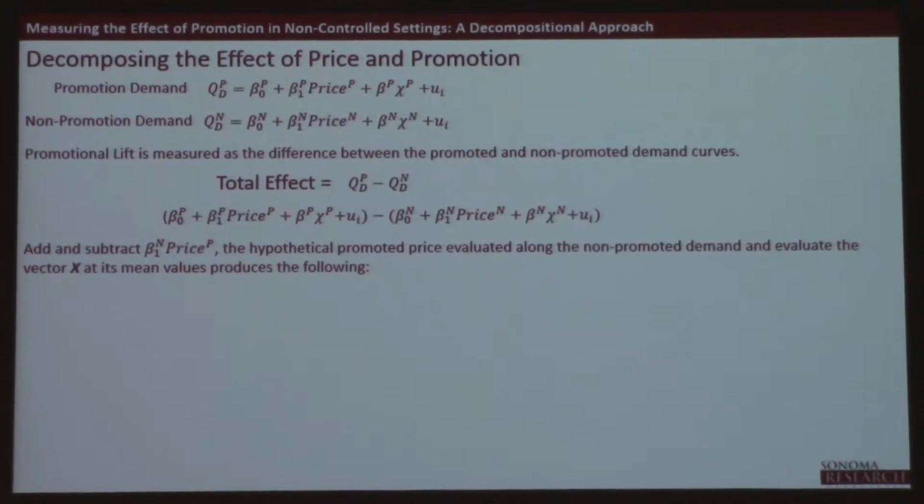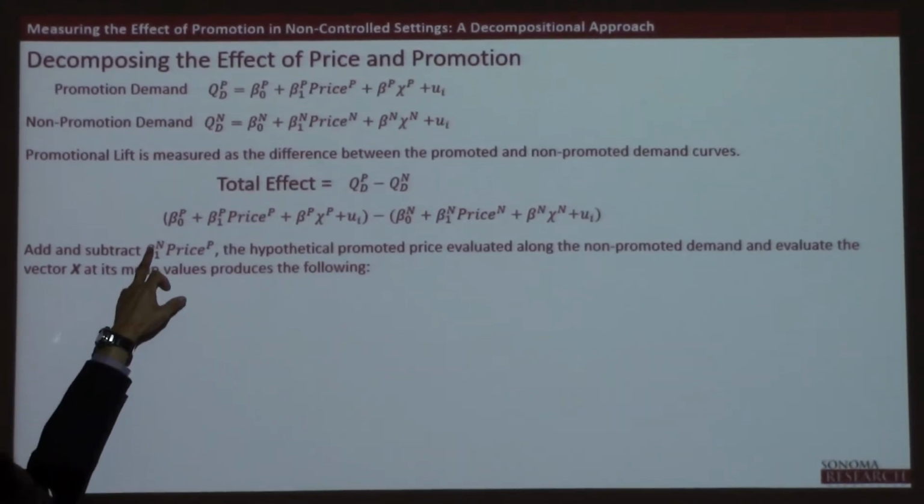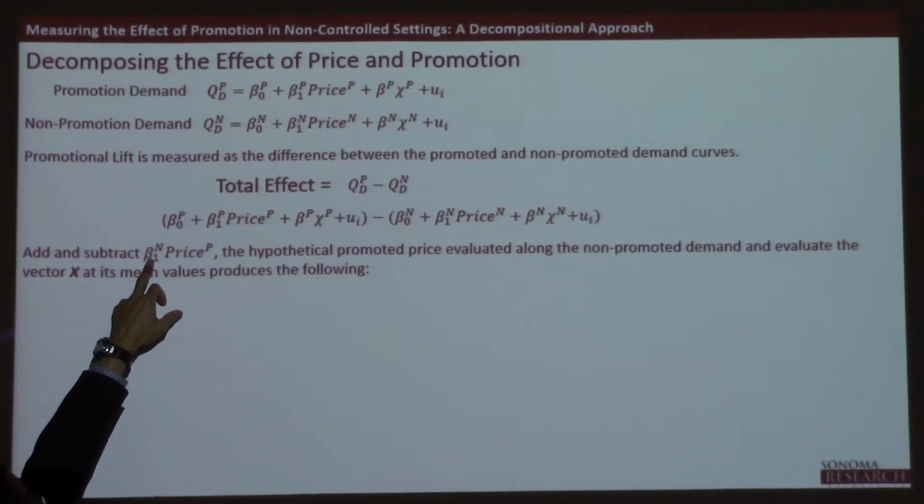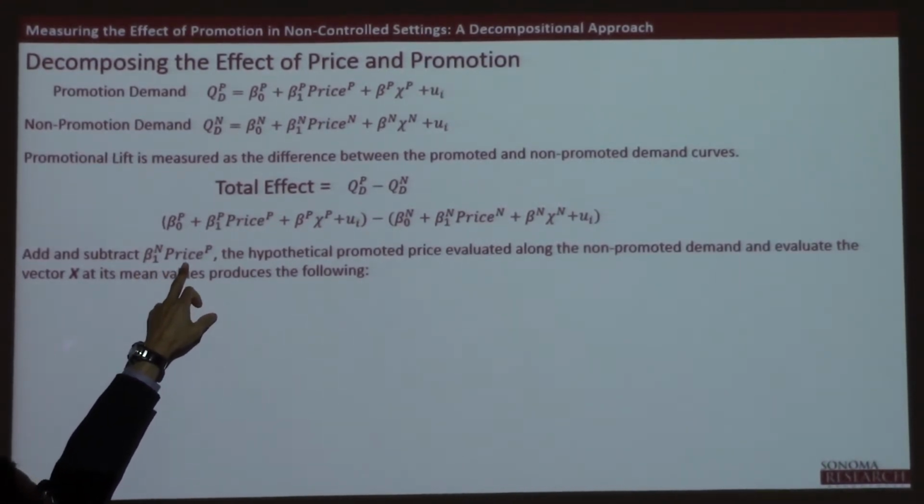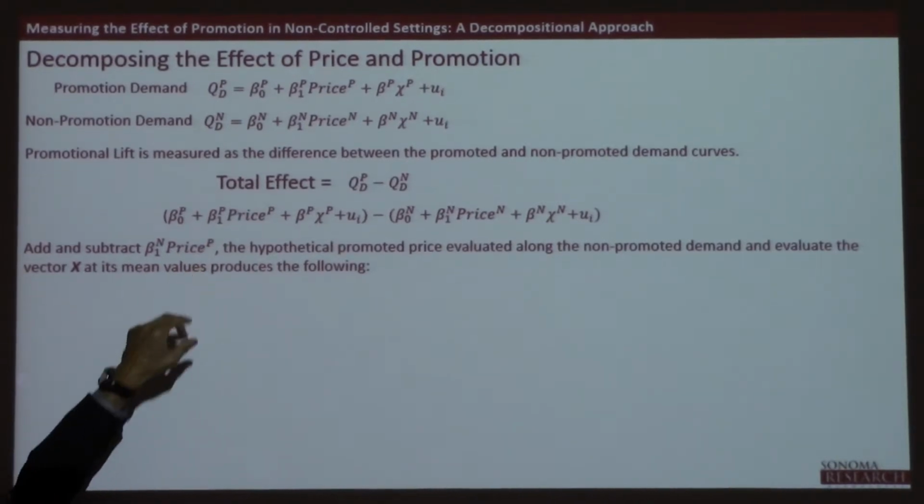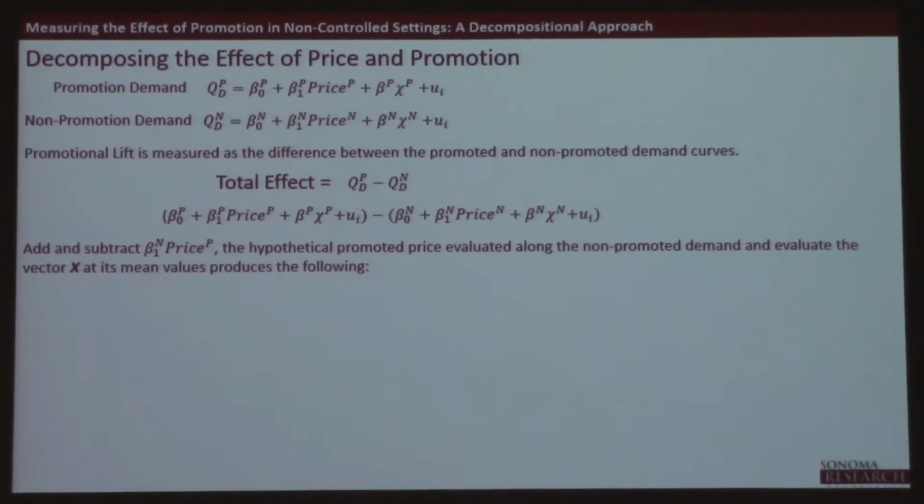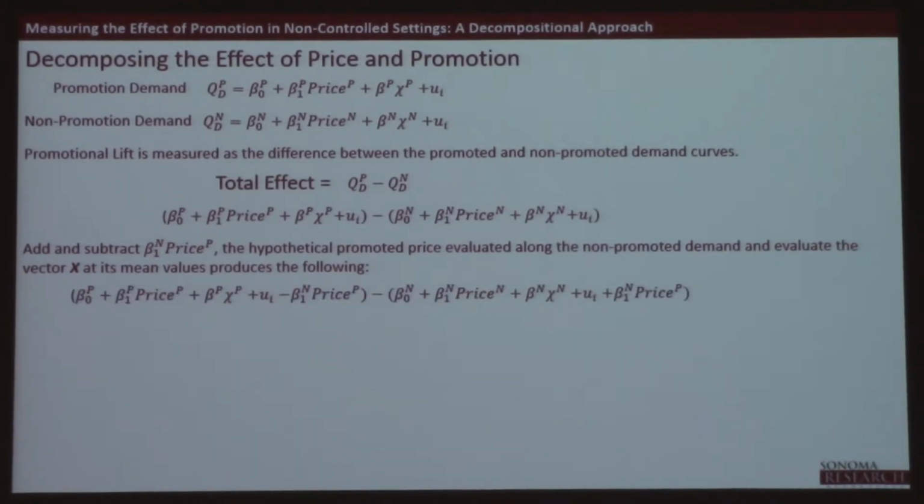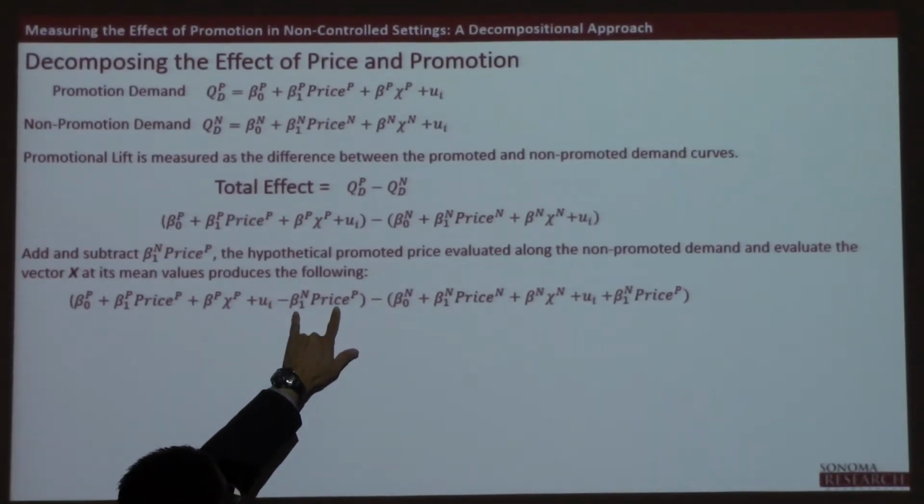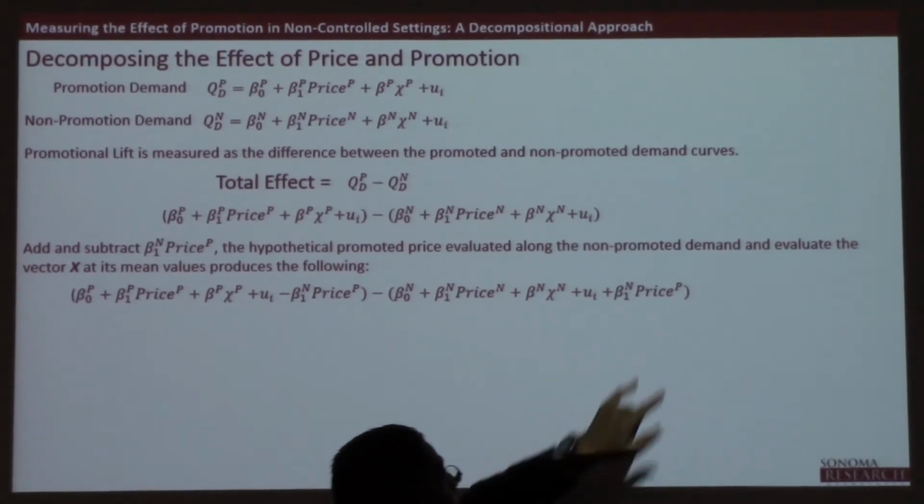Then I did this little trick. I didn't do it, actually he did it, but I stole this little trick. I identified that hypothetical point. So this is the coefficient for the non-promoted demand curve evaluated at the promoted price. So price P is promoted. I'm going to take that term and add and subtract it to both of my demand curves. This is what he does. Here it is subtracted. Here it is added.